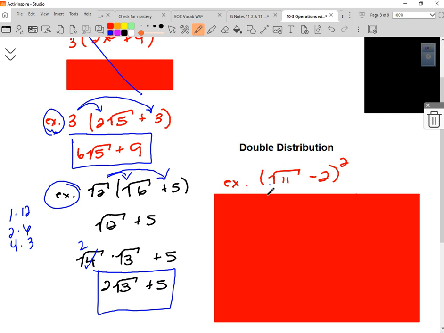What does it mean if you have the square root of 11 minus 2 all squared? What does that mean? Raised to the second power. Do you know what that means? What's it mean if we have 3 squared?